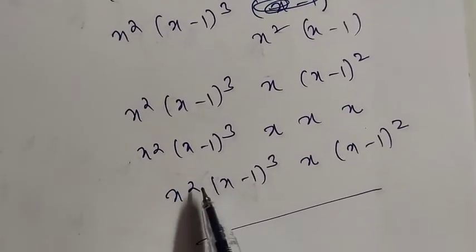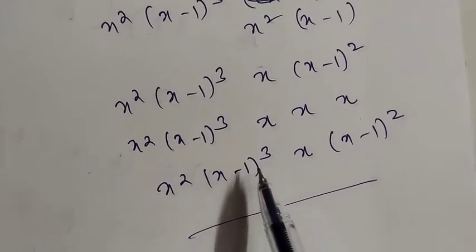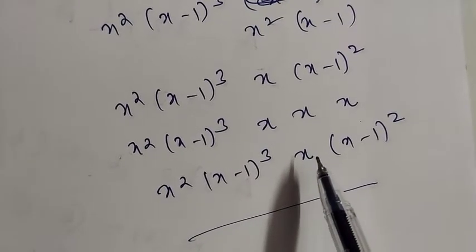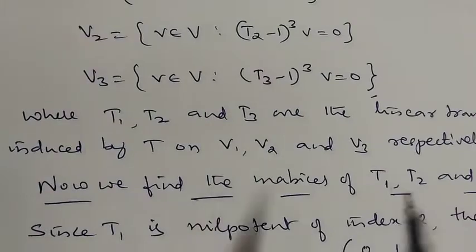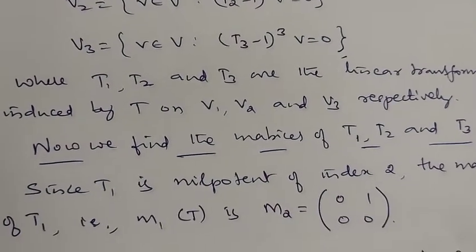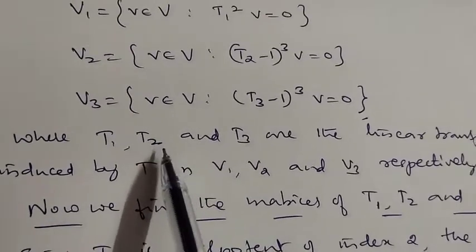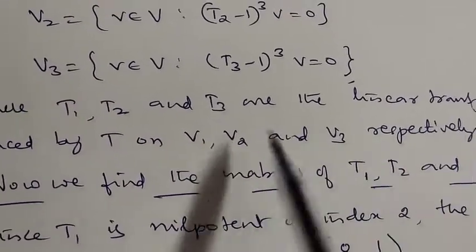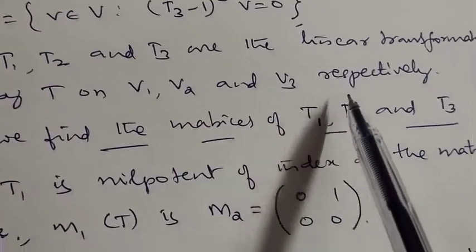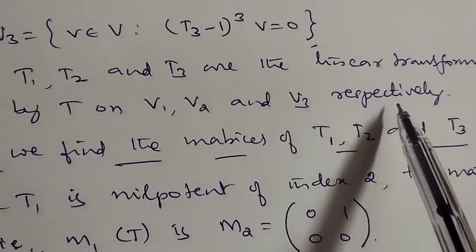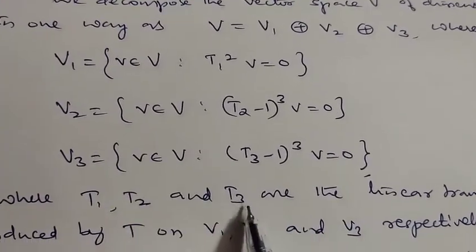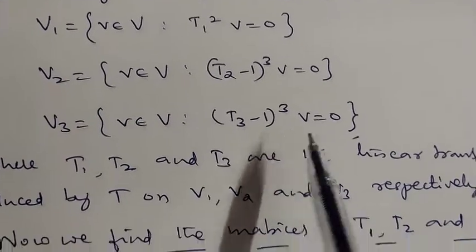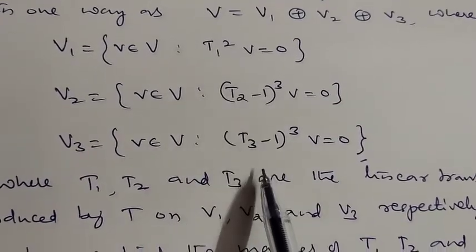And so now T1 squared of v is 0, (T2 minus 1) whole cube of v is 0, T3 of v is 0, (T4 minus 1) whole square of v is 0. Okay. So you can have any choice. Just find the Jordan form for any one of these choices. Here T1, T2, T3 are the linear transformations induced by T on V1, V2, V3 respectively. T induces T1 on V1, T2 on V2, T3 on V3. Now you just find the matrices of T1, T2, T3.